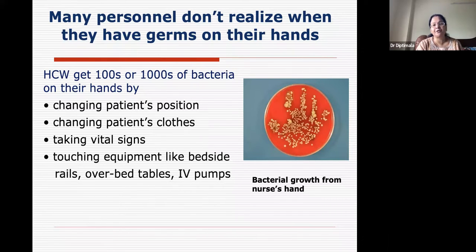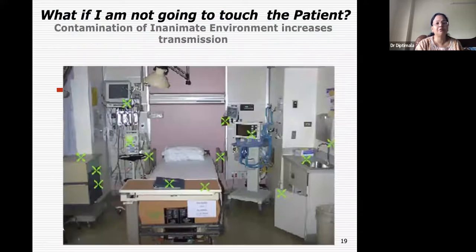position, while changing the patient's clothes, while taking vital signs, touching the equipment around the patient like the bedside rail, the overbed table, infusion pumps, anything and everything around the patient. Because many times staff or the caregiver feels that I have not touched the patient. So it's not just touching the hand for taking the pulse or the temperature or the blood pressure. There are so many unavoidable moments when you tend to touch the patient.